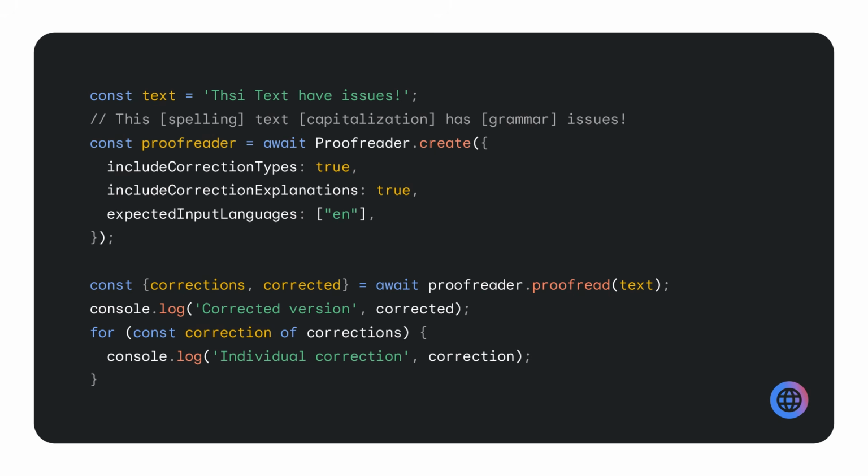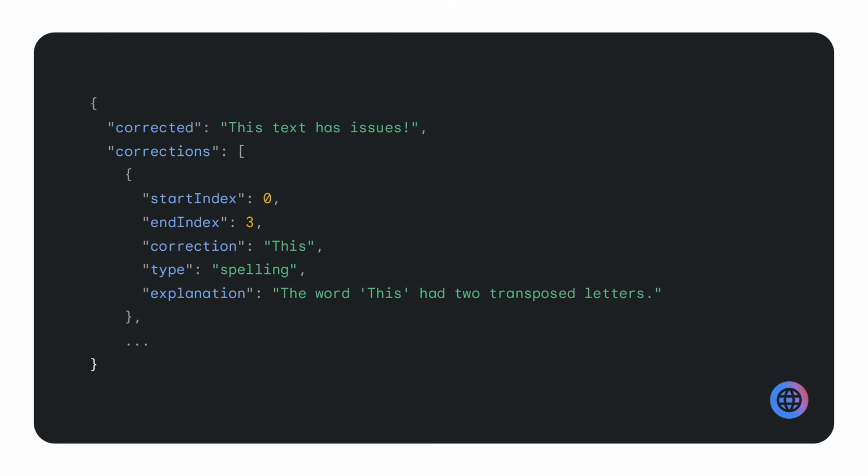Now you need to call the proofread function, which gives you an array of detailed correction objects and a complete corrected version of the input string. You can then loop over the corrections one by one. Each correction has a start index and an end index relative to the input string, the actual correction, and, if you've opted in, the correction type and the explanation.